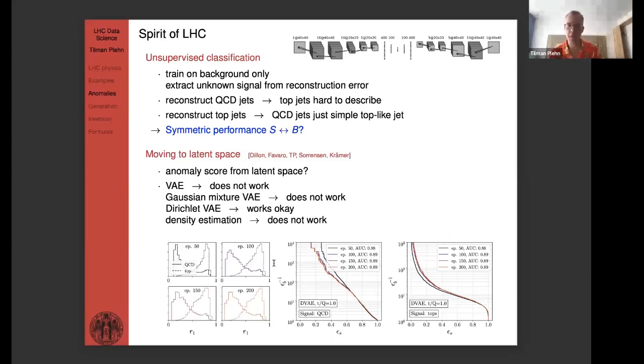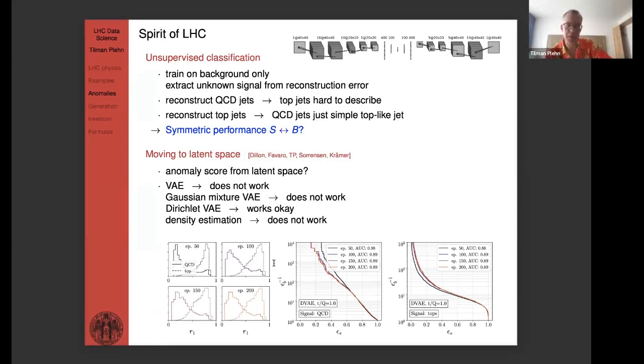And you see that we get different performance depending on what you train on. To the left, you train on tops and your signal is QCD. To the right, you train on QCD and your signal is tops. But both of them work. The tagger has different structures in the way it does it, but it works in both directions. So that gave us some hope.